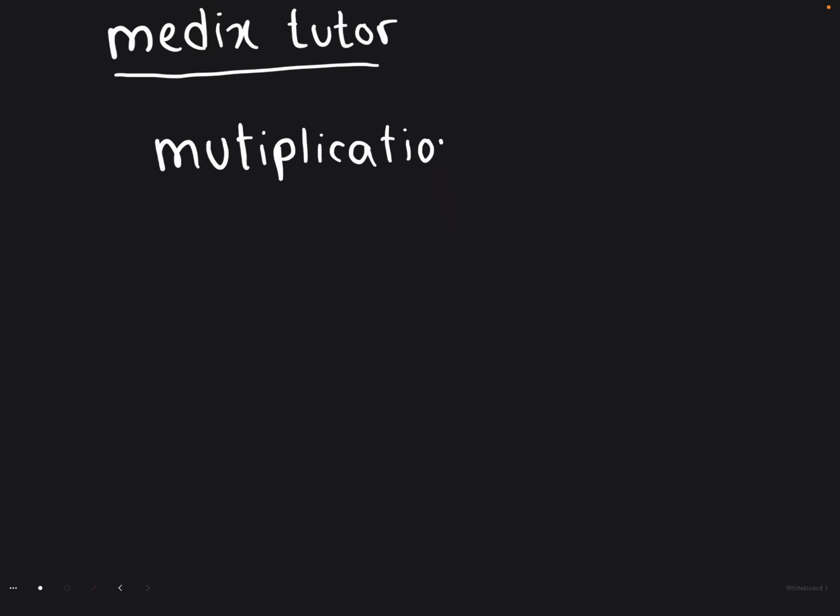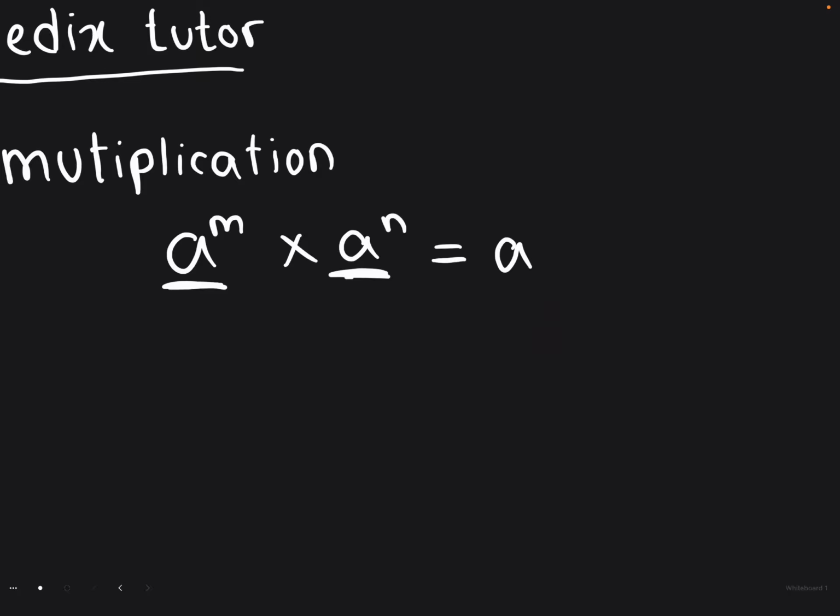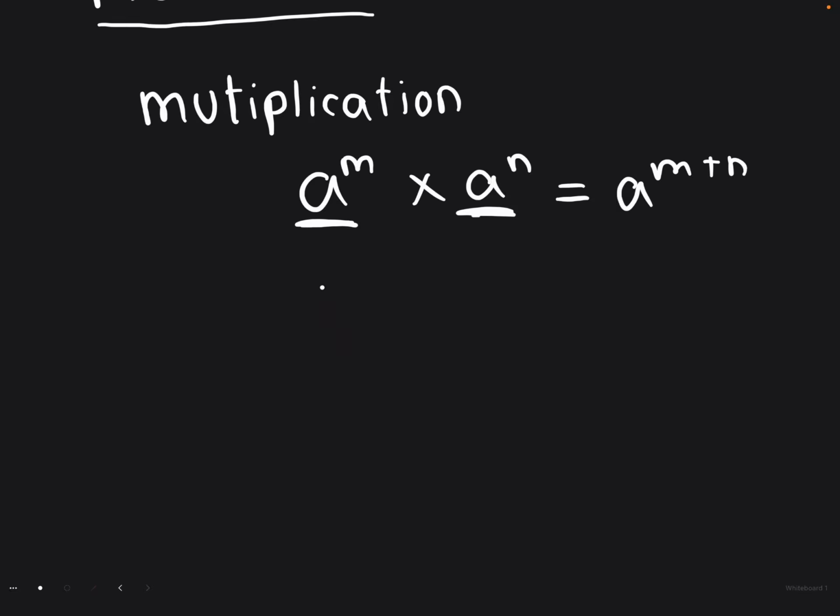Multiplication rule. The multiplication rule just states that if you're multiplying a^m into a^n, make sure that for the multiplication rule the bases are always the same. When you're multiplying a^m with a^n, this will always equal a^(m plus n). For example, let's say you're multiplying 5 squared into 5 cubed. You would apply this here and you would get 5 to the power 3 plus 2.